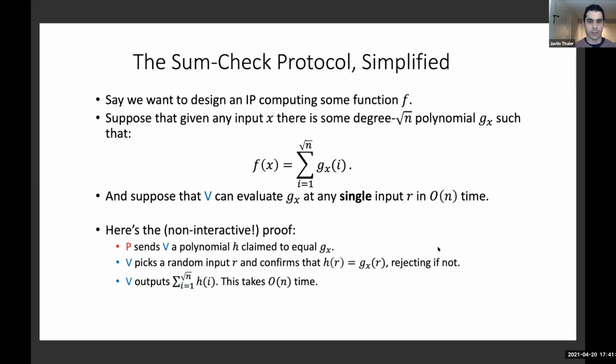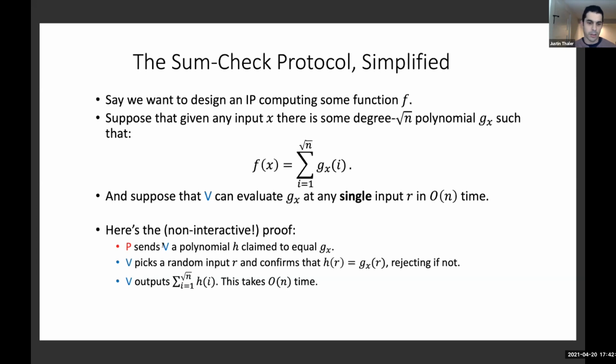So that's the protocol. It's complete and sound. The soundness follows the previous slide. That is, if the prover sends a different polynomial than claimed, the verifier's check is going to detect that with high probability. And the verifier is going to run in linear time as desired, because I assume that evaluating G sub X at a random point is fast, and computing the sum of the evaluations of the polynomial sent by the prover is also linear time. So it's as simple as can be. The prover just sends a single univariate polynomial of degree root n. The verifier randomly checks, is it as claimed? And if so, the verifier can efficiently compute the right answer in linear time.